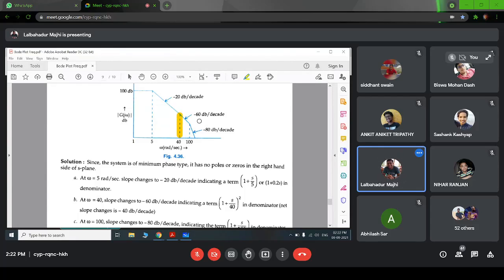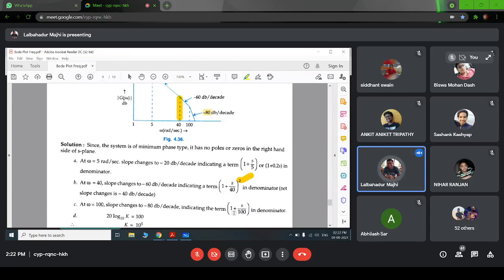From -20 it directly became -60. That means we have a double pole, right? If it goes from -20 to -60, it means a double pole. The corner frequency is 40. So 1 plus s divided by 40, whole square, because we have this double pole. Similarly, then another -20 is added. That means there is another pole at 100 radian per second. Then it will be 1 plus s by 100.